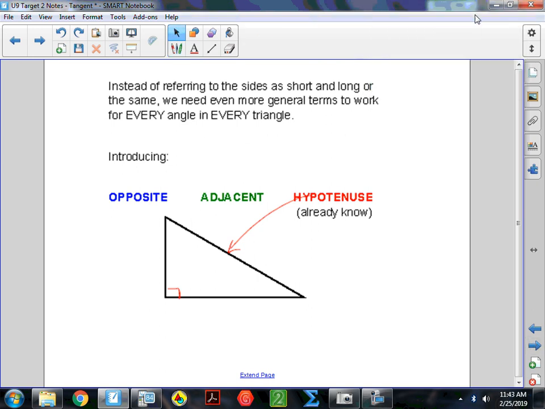Instead of referring to all the sides in the triangle as short or long or isosceles, we're going to start to use some different language. We already know the hypotenuse is the side across from the right angle, but we're also going to introduce the language opposite and adjacent.